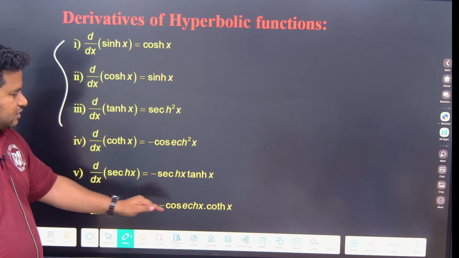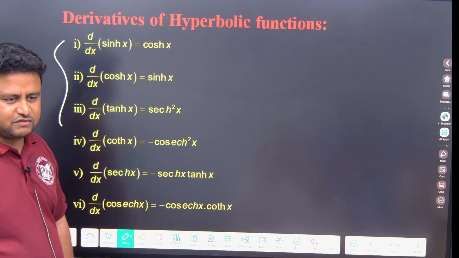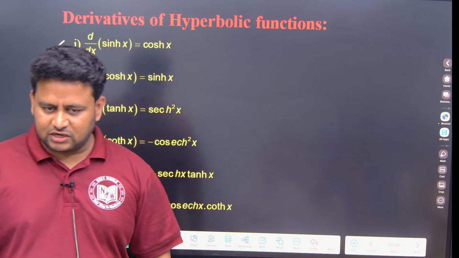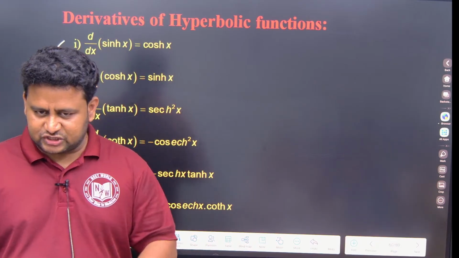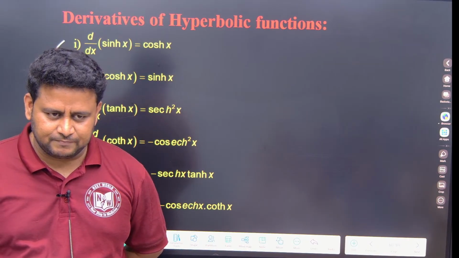Minus cosec h cot x. Secant h is minus sech x tan x. So when it comes to hyperbolic functions, for the first three you have to remember there is no negative sign. The next three, the reciprocals, all have negative signs. Remember it like this, so you won't forget.